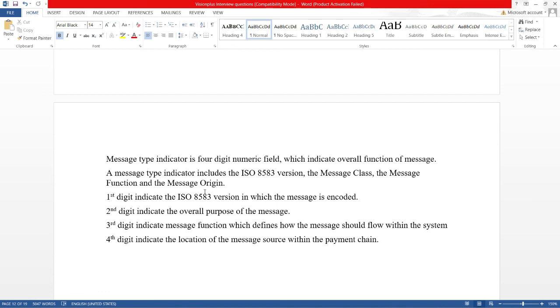Second digit indicates the overall purpose of the message. Third digit indicates the message function, which defines how the message should flow within the system. Fourth digit indicates the location of the message source within the payment chain.